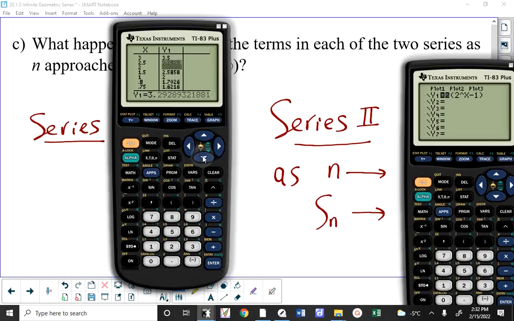So now I'm going to go to my table, and I'm going to scroll down. I got to set my table up to start at 1 and go up by 1 on automatic. Okay, there we go. So 2, 3, 3.5, 3.75, 3. It's getting bigger, but it's getting bigger each time by a smaller amount than it was getting bigger by last time. Do you get that? That in and of itself is kind of tricky. It's getting bigger each time, but it's not getting bigger by a larger amount each time. It's getting bigger by a smaller amount each time.